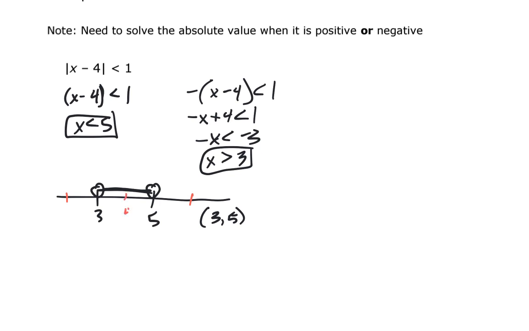Let's just do a quick test of a 4 in the middle. Put a 4 in. 4 minus 4 is 0. 0 is less than 1. That's true, so that's good. Our interval between 3 and 5 looks like indeed it is correct.